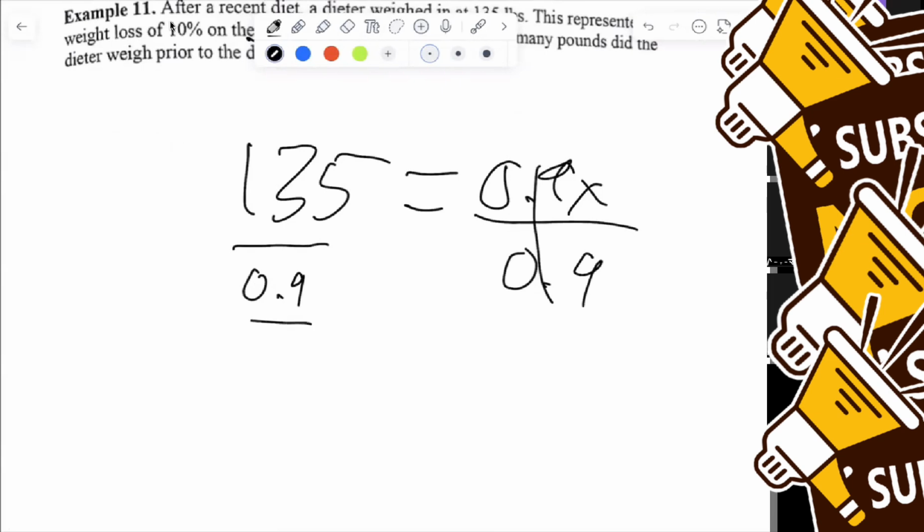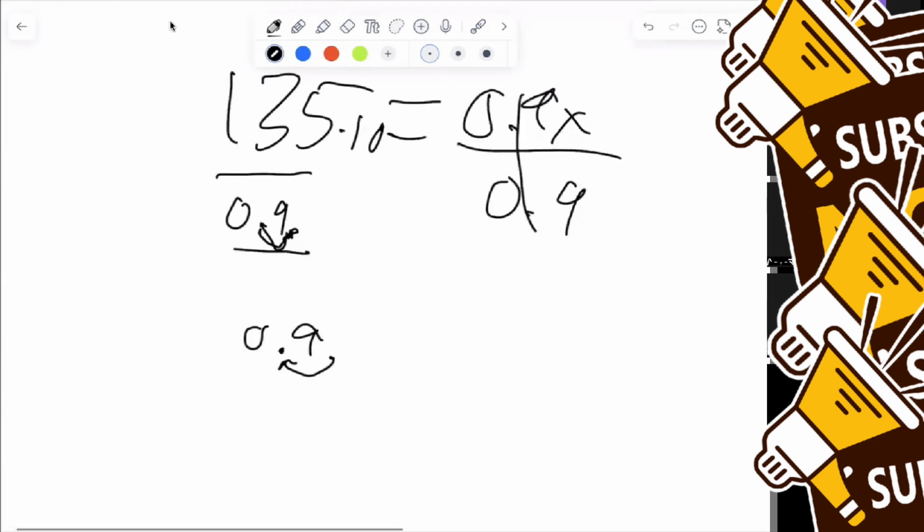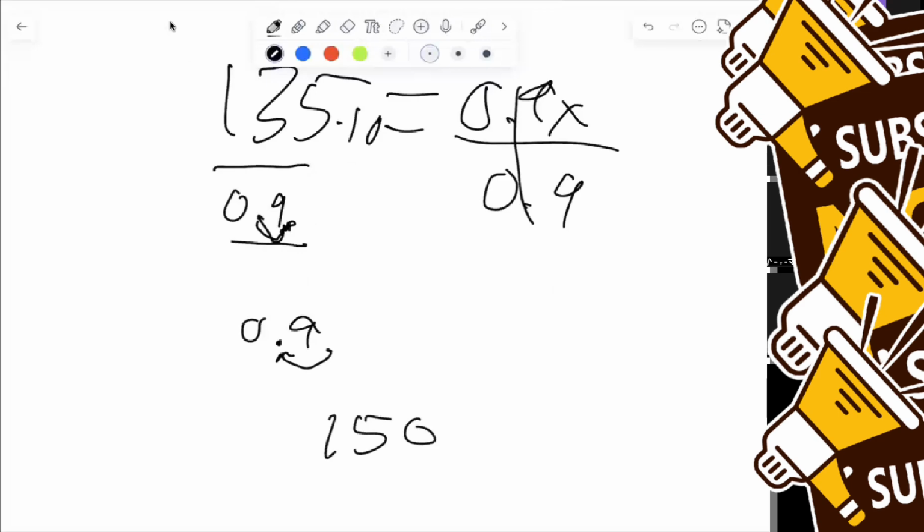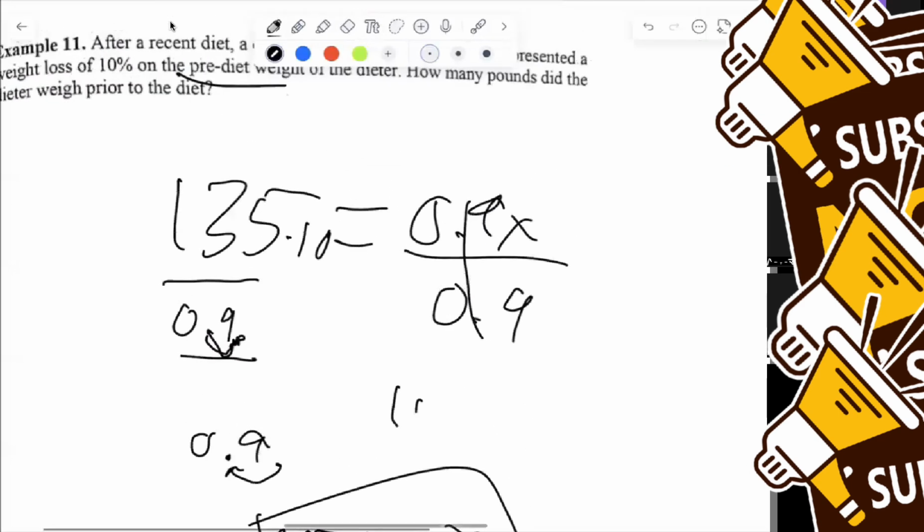But since it's 0.9, we moved it by one decimal place to the left from the 9. So from 9, we move to 0.9. It gives us multiplied by 10, 10 times more. So if it's 15, it gives you 150. So x is equal to 150. So the original weight is 150.